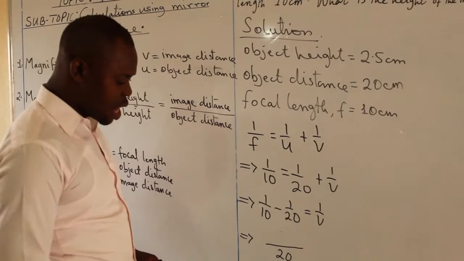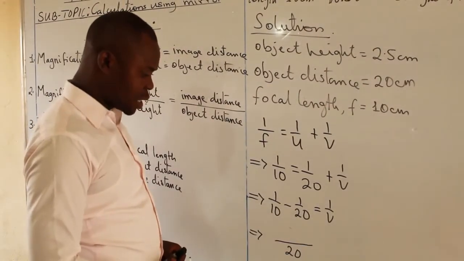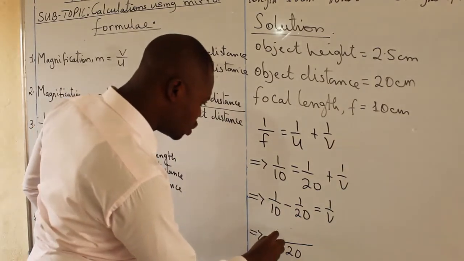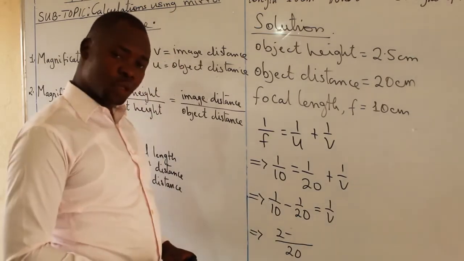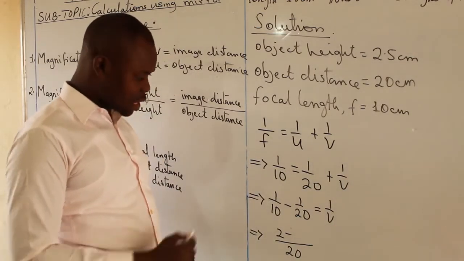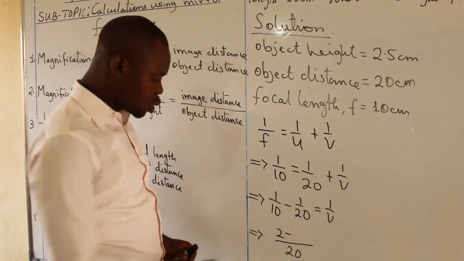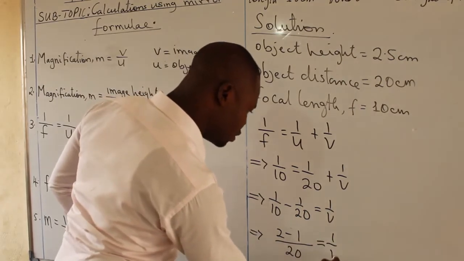So you ask yourself, how many times can 10 go in 20? That's 2 times. 2 times 1 will give you 2, minus 20 in 20. That's 1. How many times can 20 go in 20? That's 1. Then 1 times 1 will give you 1. Everything here equals 1 over V.